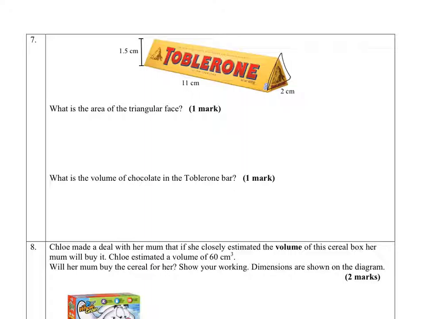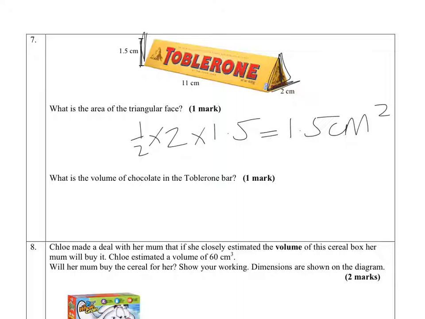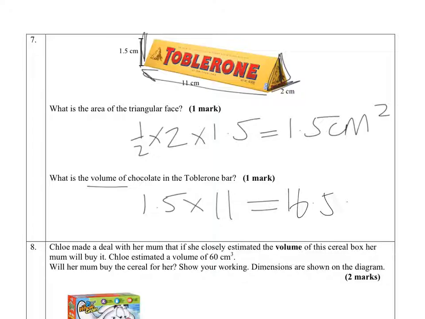Now the area of the triangular face, there's the triangle. It is half times by the base, which is 2, times by the height, which is 1.5. And we get 1.5 centimetres squared because it is area. Now the volume, well, all we need to do is times the area by its height. Now the height of the whole thing is how far that goes back, which is 11. We get 16.5 centimetres cubed.